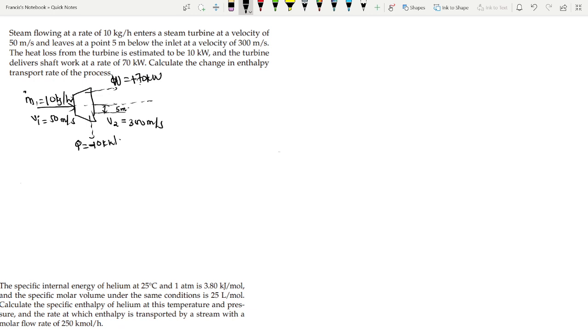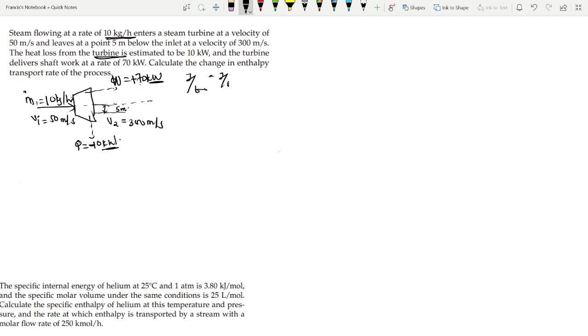Now let's ask ourselves, is this an open system or a closed system? Well, we have our mass flow rate here, 10 kilogram per hour, so it's an open system. And besides, we still have a turbine here, which makes it an open system. Now let's look at our units very well. This is in kilowatt, and this is also in kilowatt. What is joules per time? To be specific, joules per second is watt, right?